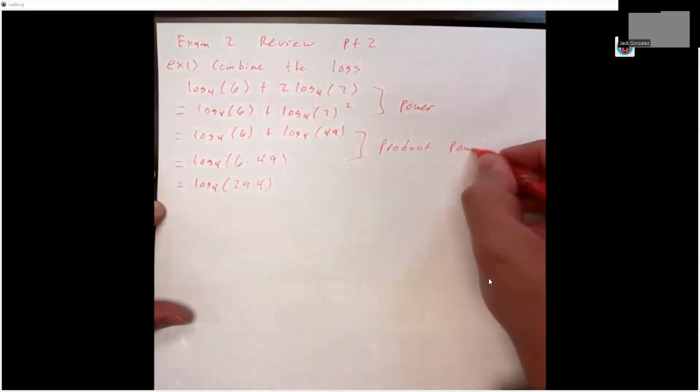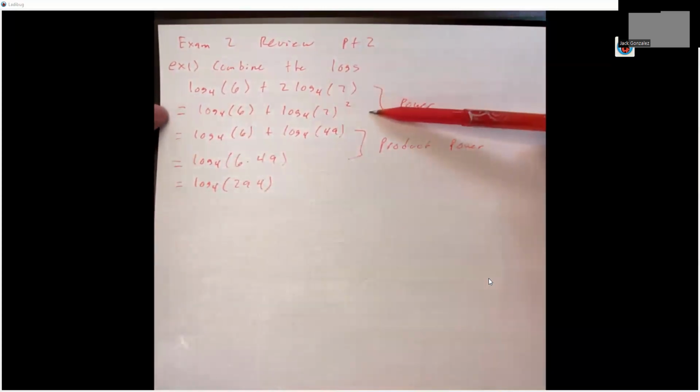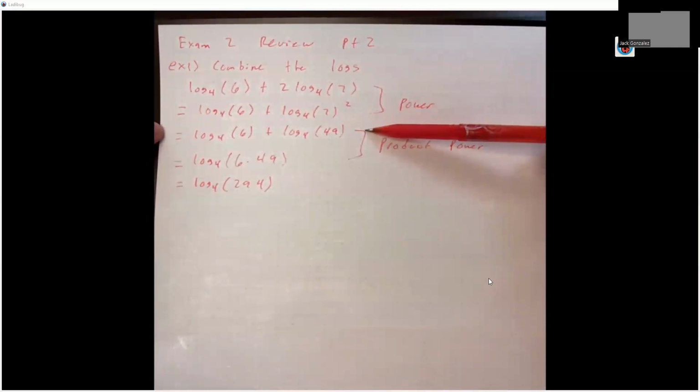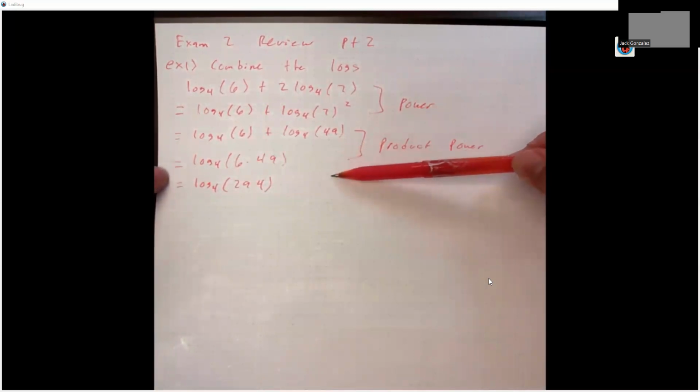Any questions on these steps here? So we brought up the 2 as a power. We applied the power. We then used the product rule to combine the 2 logs, and then we multiplied. You guys okay on number 1?